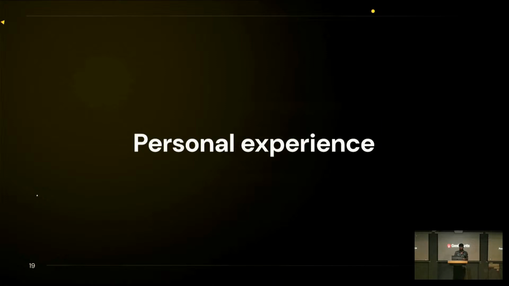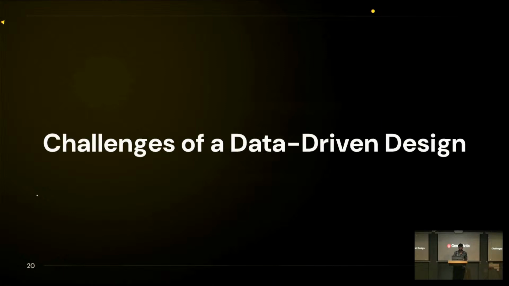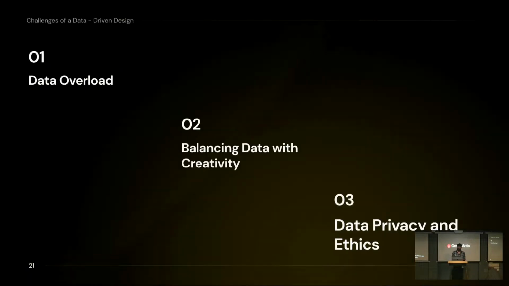That's pretty much how we design products at GeekyAnts. We follow pretty much the same manner that we spoke about right now. Let's quickly jump to the challenges of data-driven design. There are a lot of challenges when it comes to data. We'll quickly explore a few of them.